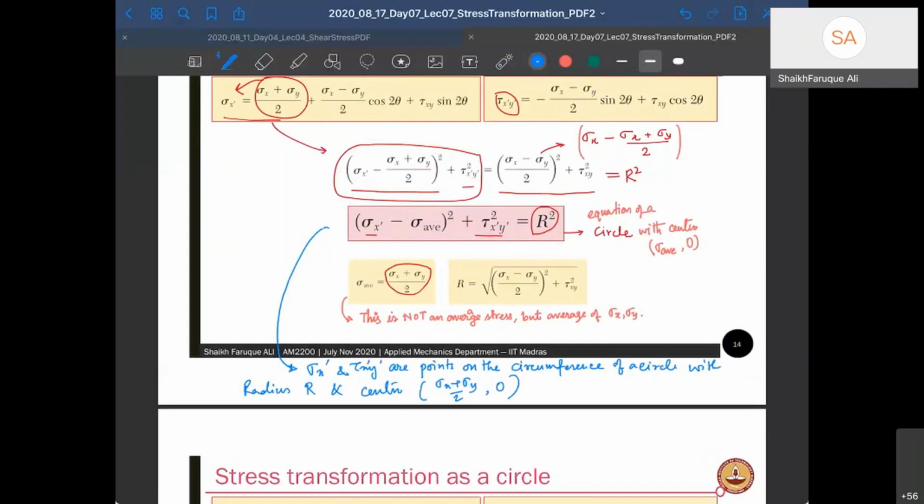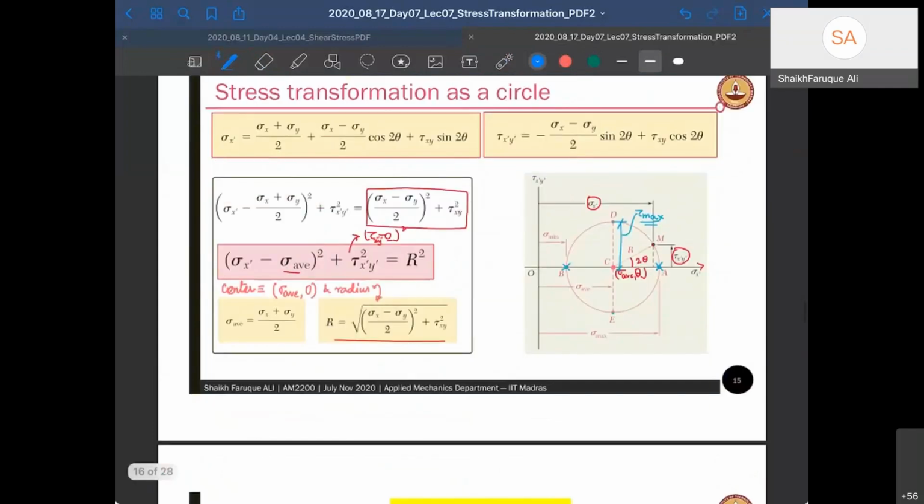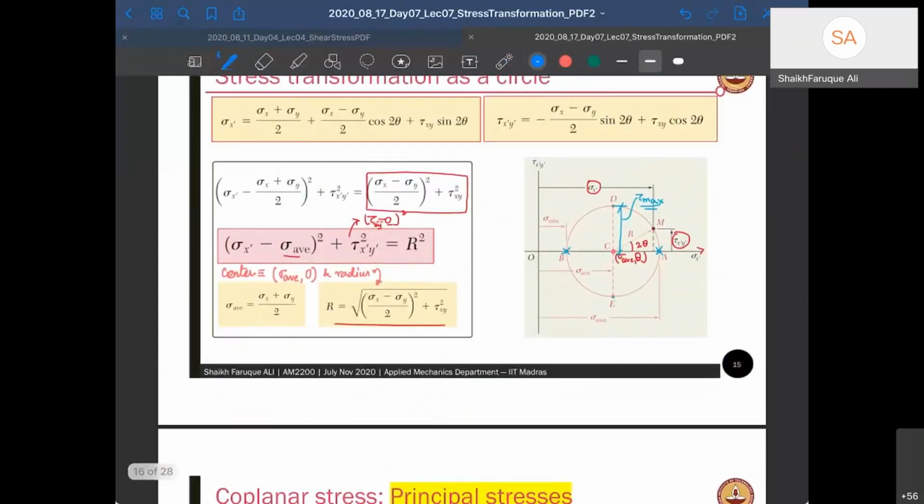All right, so we got a circle, and if you can draw that circle, I know a circle can have 360-degree orientation, so I know that for every point around it, 360 degrees, I can find stresses. So that's the whole objective, to draw this circle. So how do you draw this circle? This is the formulation of the circle.